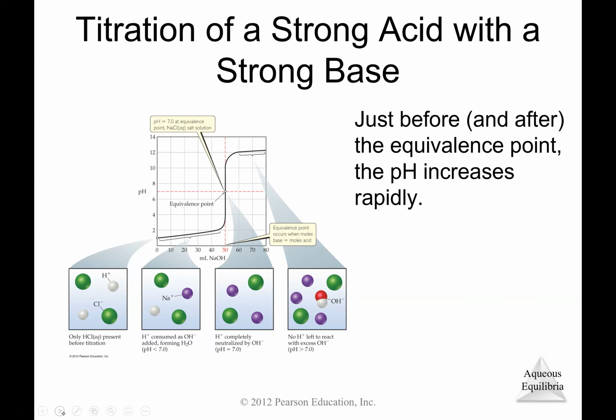Moving on, just to know, the before and after of the equivalence point, which is what we're just going to discuss a little bit further via the lecture, is that the pH is going to change very, very rapidly.